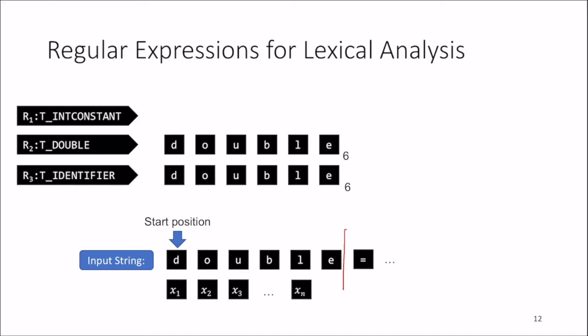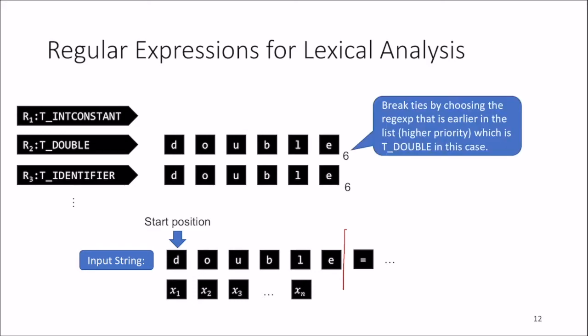In this case, obviously now we have a tie. We need to break this tie somehow. And the way that we do this is, remember I said it was important to have the list be an ordered list. And that's what we're going to use in order to break ties. We choose the regular expression that is earlier in the list. So essentially, earlier in the list means higher priority. In this case, it would return T double and not T identifier, right? So if two patterns match, always pick the higher priority one.